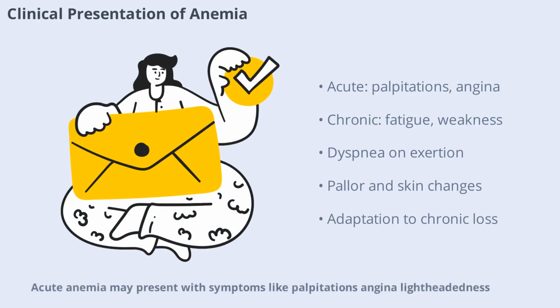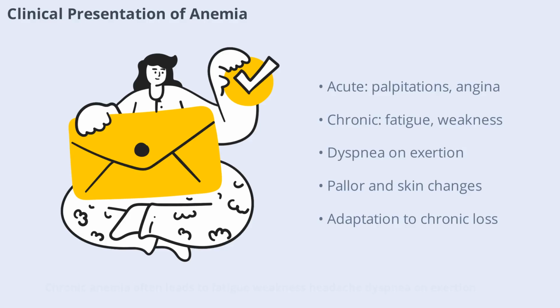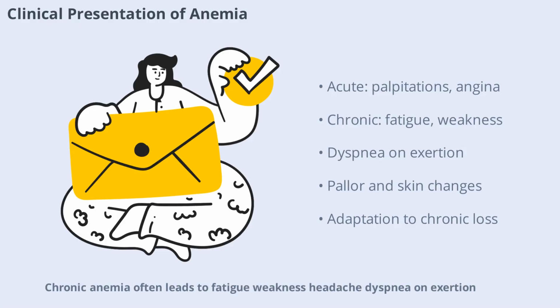Acute anemia may present with symptoms like palpitations, angina, lightheadedness, and breathlessness due to decreased oxygen delivery or hypovolemia. Chronic anemia often leads to fatigue, weakness, headache, dyspnea on exertion, vertigo, sensitivity to cold, pallor, and loss of skin tone. With chronic bleeding, the body adapts, so faintness and lightheadedness are less common.